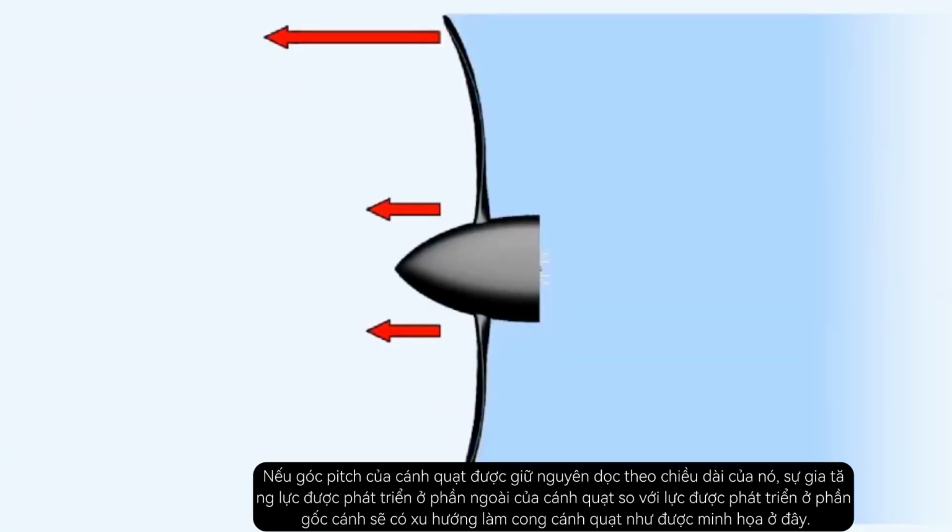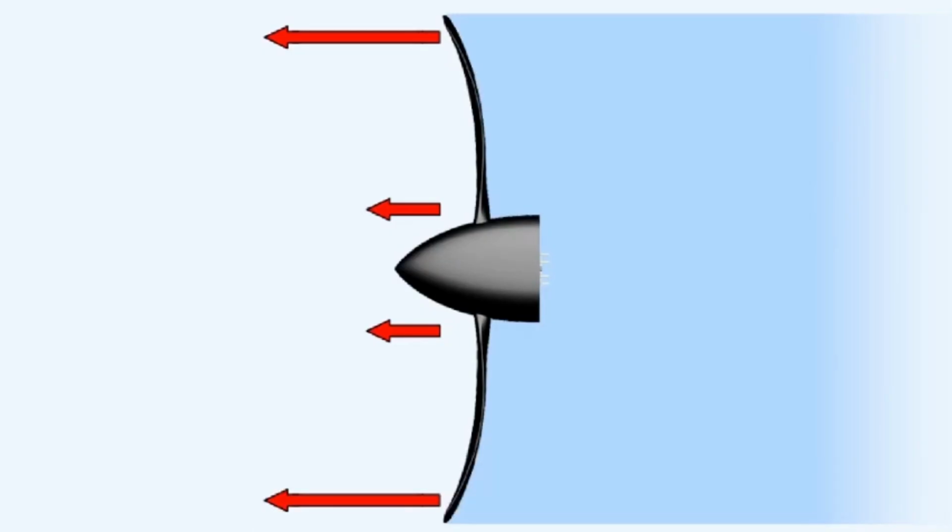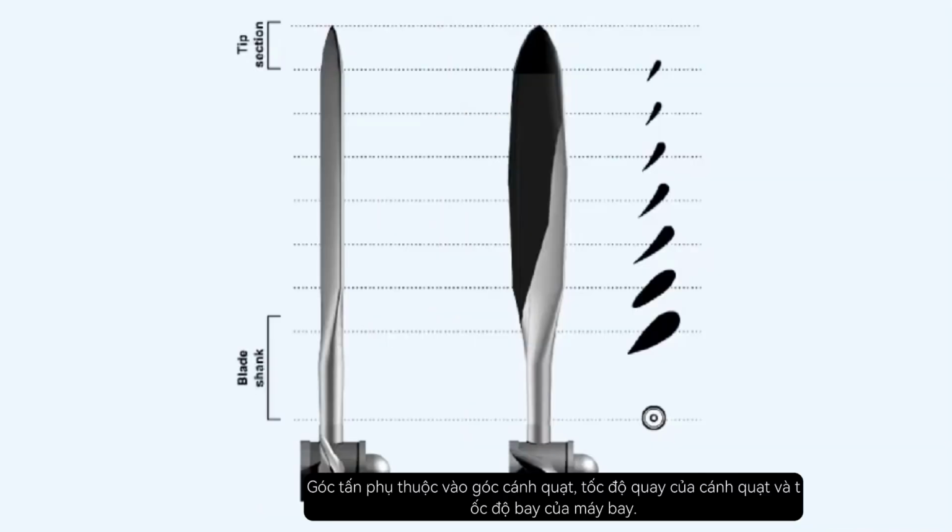If the blade pitch remained constant along the length of the propeller blade, the increase in force developed by the outer part of the blade, compared with that developed at the slower moving blade root, would tend to bend the blade as depicted here. The angle of attack depends on blade angle, the rotational speed of the propeller, and the forward speed of the aircraft. To keep the angle of attack within necessary limits along the length of the blade, we therefore reduce the blade pitch from root to tip.